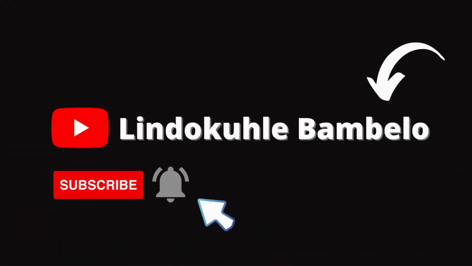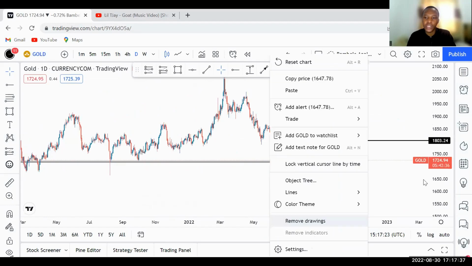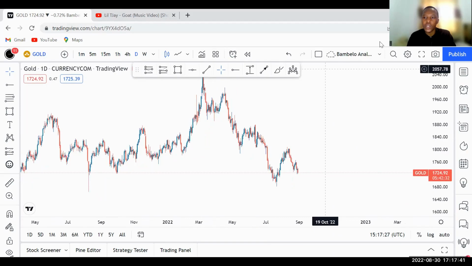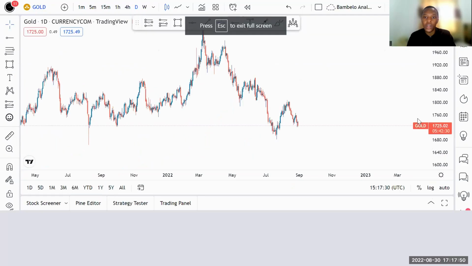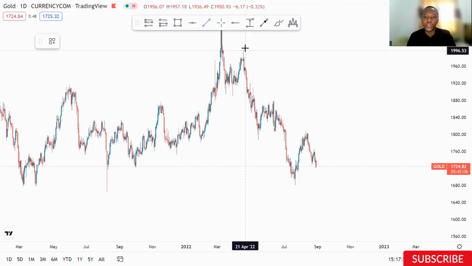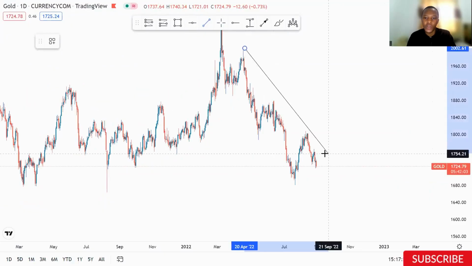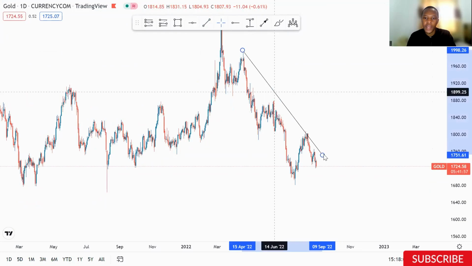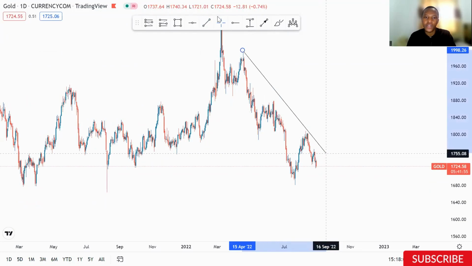So let's just break down gold quickly. If you look at gold, you would notice that gold is currently trending to the downside. I actually had analysis on gold, but we're just walking you through how to draw trend lines. If you look at gold, these are the touches that we had: first touch, second touch over there.